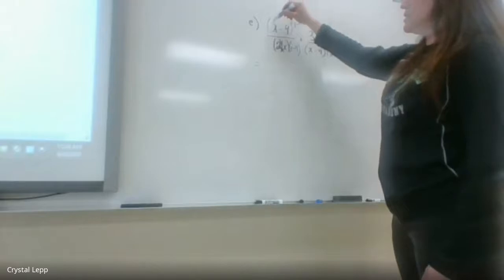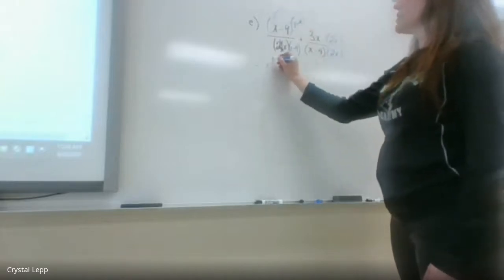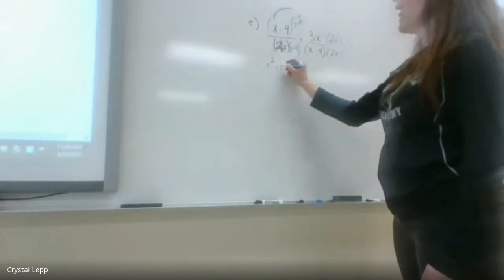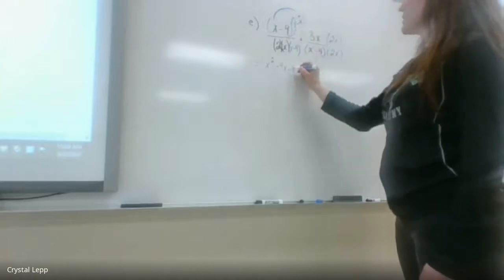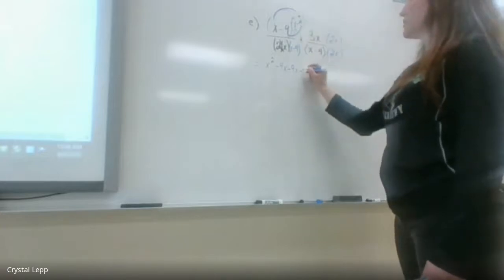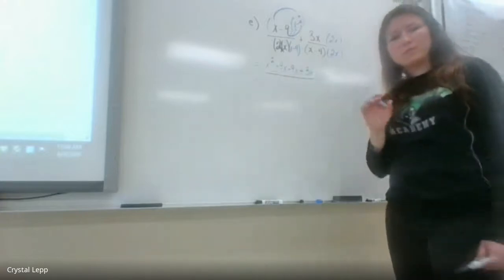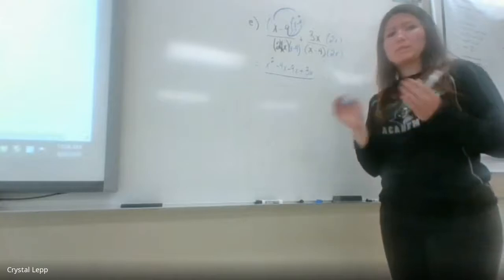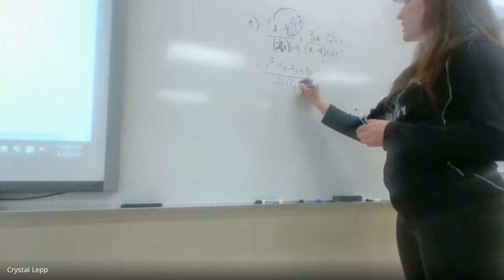So we go x times x, so that's x squared. First, then outer, x times negative 4 is negative 4x. Then inner, negative 9 times x is negative 9x. Then last, negative 9 times negative 4 is positive 36. All over, then you just write the 2 denominators. You never distribute the denominators when one of them is a binomial. You just write them side by side. So I'm going to go 2x, 2 times x, and x minus 4.